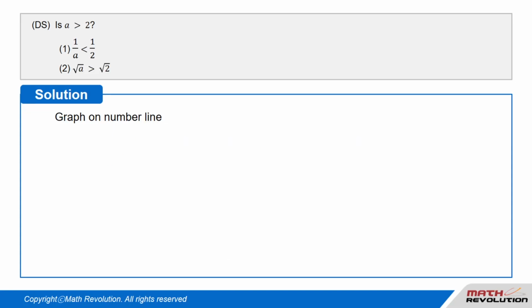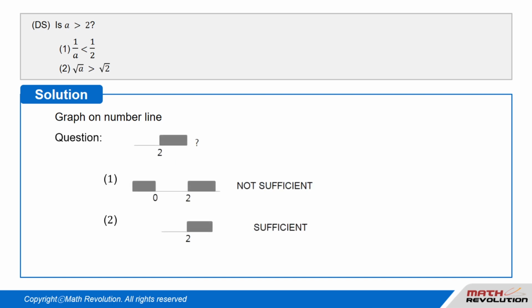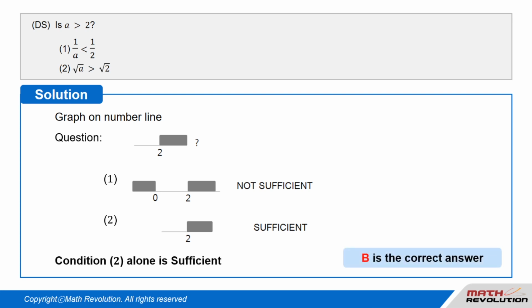Let us look at the graph on the number line as shown below. Question: is A greater than 2? Condition 1. A is smaller than 0 or A is greater than 2. This is not sufficient. Condition 2. A is greater than 2. This is sufficient. Condition 2 alone is sufficient. Thus, B is the correct answer. Answer B.